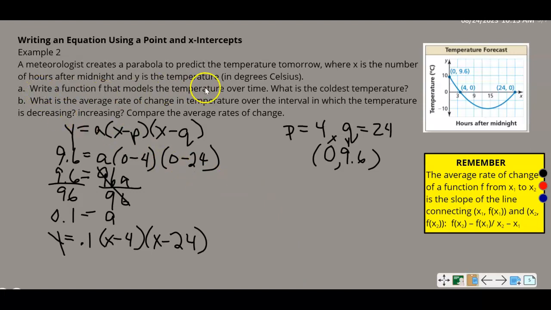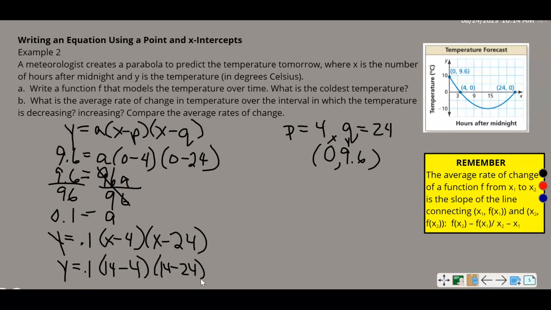So A part says, write a function f that models the temperature over time. What is the coldest temperature? So we're trying to find this point here. So what we can do is find the average of the x-intercepts, and that's going to give us the x value of the vertex. So if we do 4 plus 24, that's 28. So half of 28 is 14. So what we need to do is plug in 14. And we can find the y value that goes with the x value of 14.